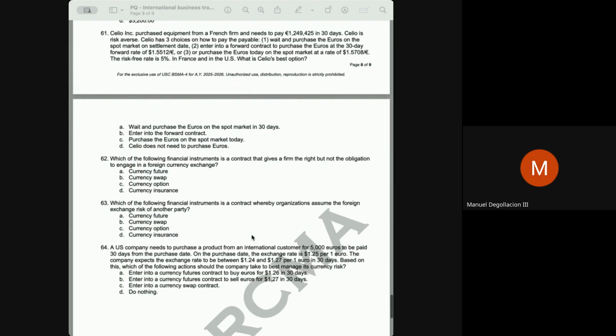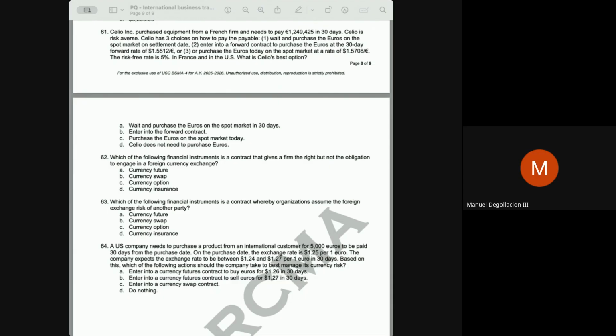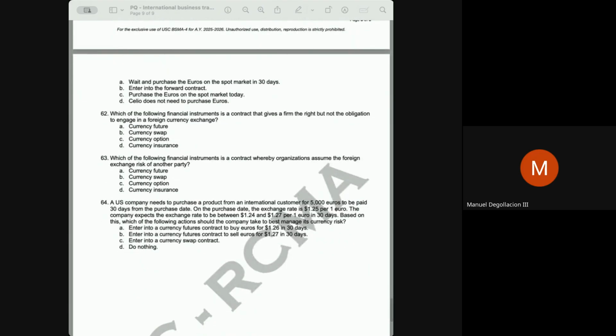63. Which of the following financial instruments is a contract whereby organizations assume the foreign exchange risk of another party? This is a swap. So answer for 63 is letter B. Last number. Which of the following actions should the company take to best manage its currency risk? Answer here is letter B. Enter into a currency futures contract to buy euros for 1.26 in 30 days.